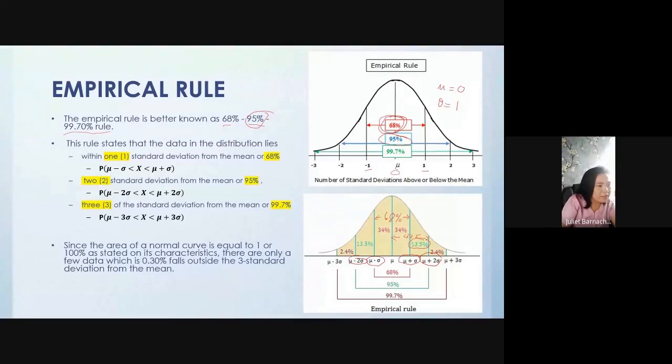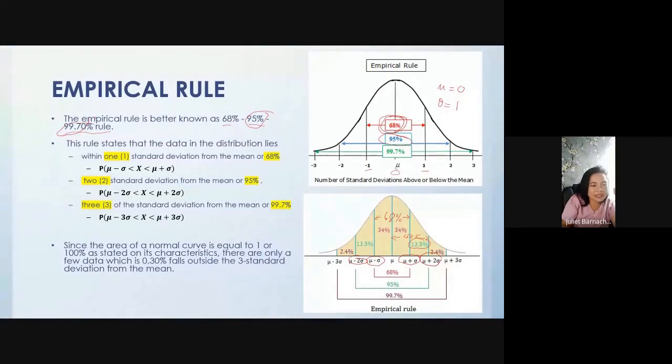Sa 99.7% rule, we have 3 units of the standard deviation from the mean. So, mula sa mean ay 3 units. So, 1, 2, 3. Ito yan. Mean hanggang 3, tsaka mean hanggang negative 3. That is a total of 99.7%.